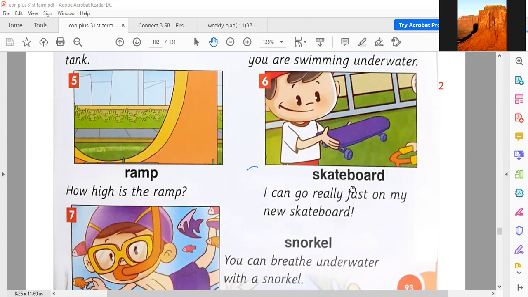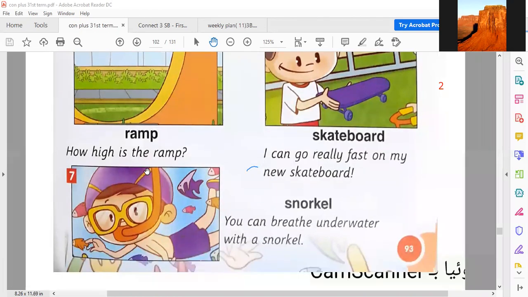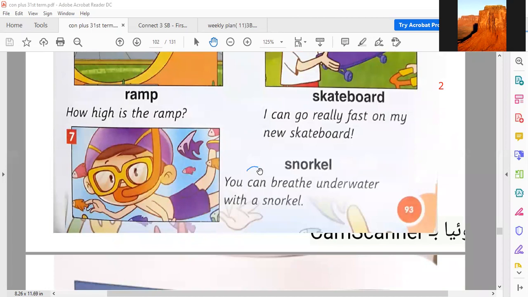Number 6, skateboard. Skateboard is used to move on the ramp. Number 7, snorkel. Snorkel, when you breathe underwater, it is called the snorkel.